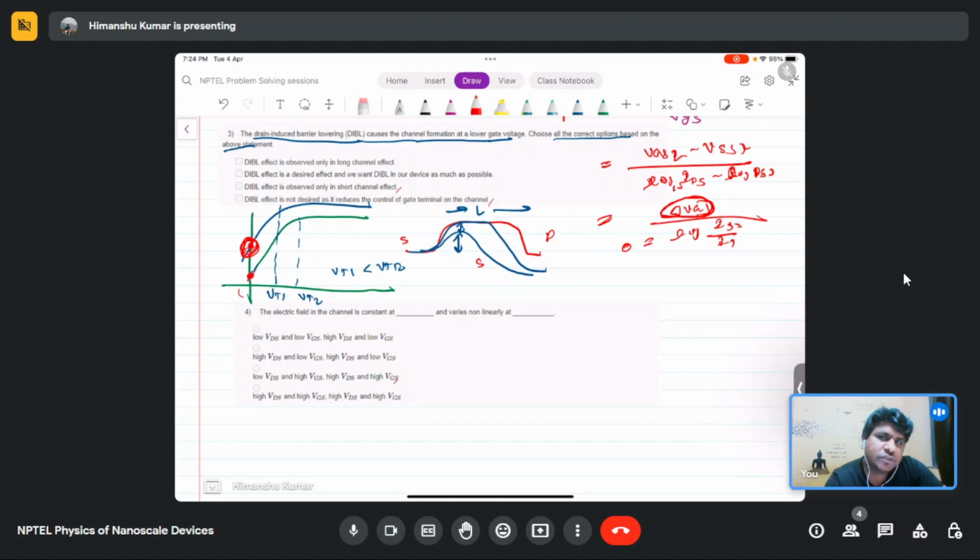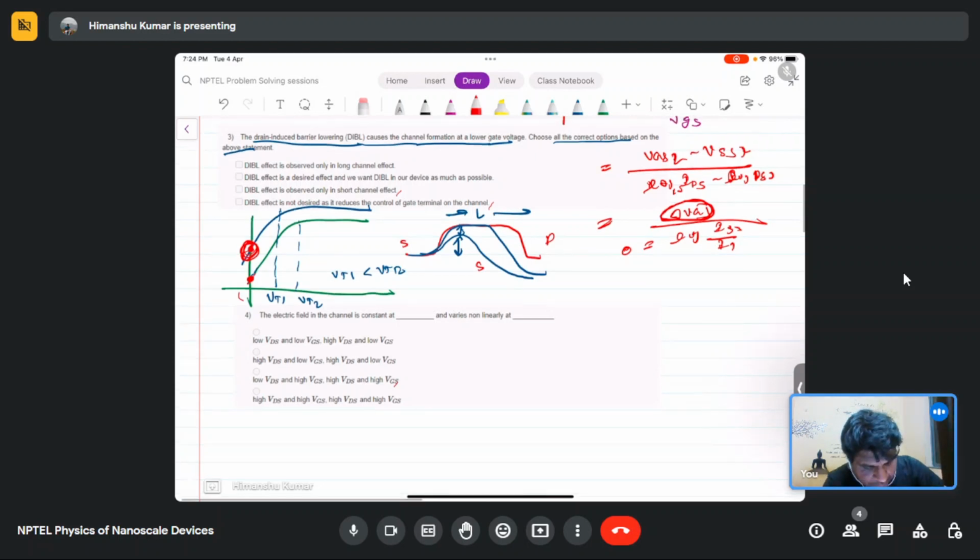For MOSFET technology, the main pushing factor for today's devices is this off state leakage current, and that will be impacted by the drain voltage. So that is not good for devices. DIBL is basically bad for devices. So let's see the options.